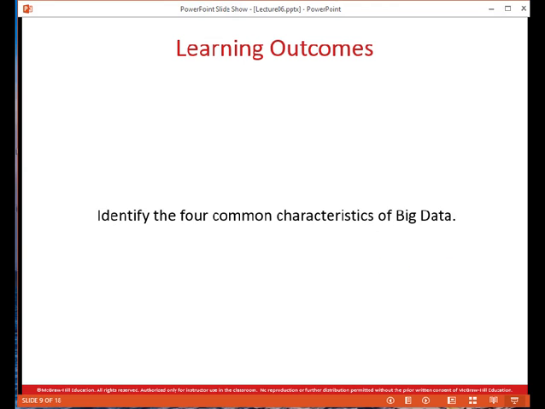Big data is an important new development in the world of data storage, and the book identified the four common characteristics of big data. These are the four V's of big data, and they include variety, veracity, volume, and velocity.